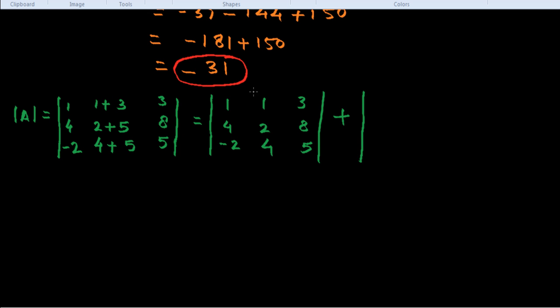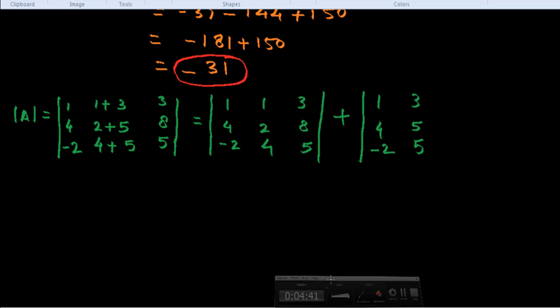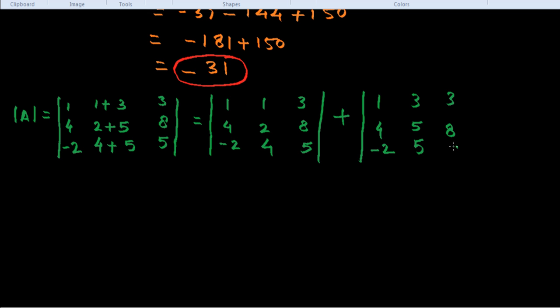So we put here a positive sign. The first column same 1, 4, minus 2. In the second column we put down the second term now, 3, 5, 5, and the third column 3, 8, 5 would be the same. So let us see what happens. We find out the value of this. The value of the first we sort out.